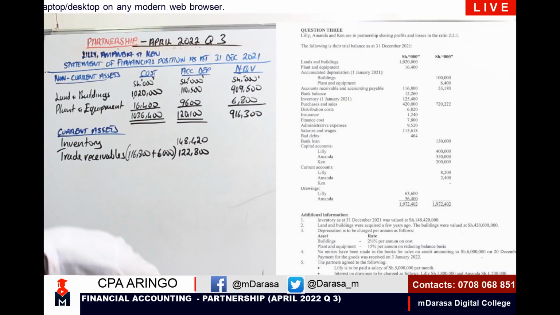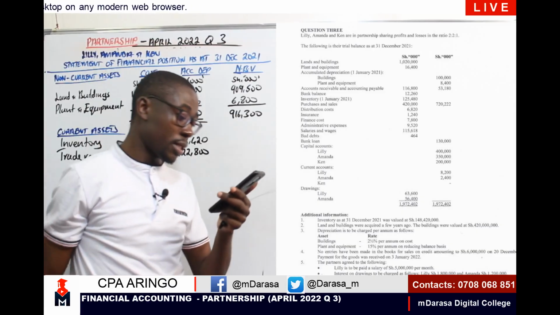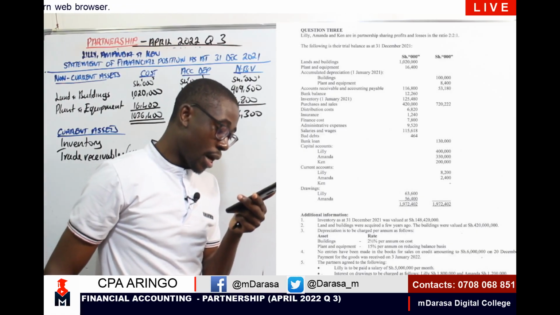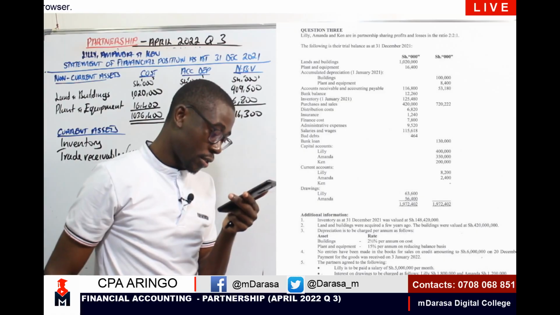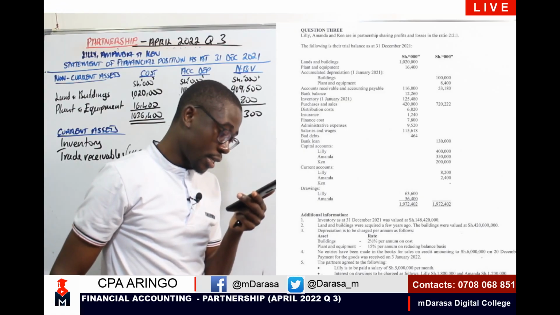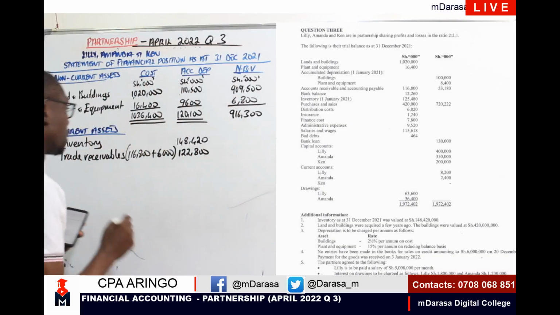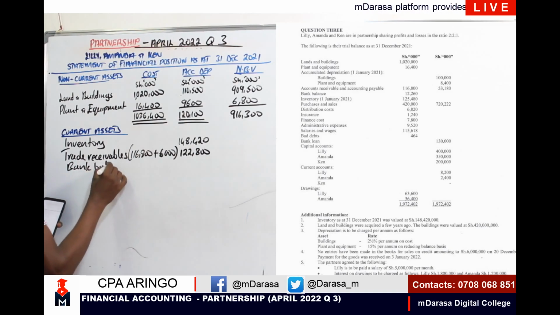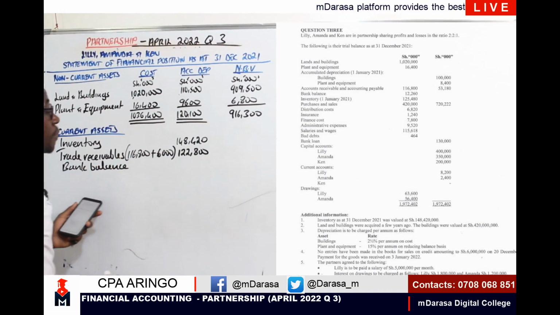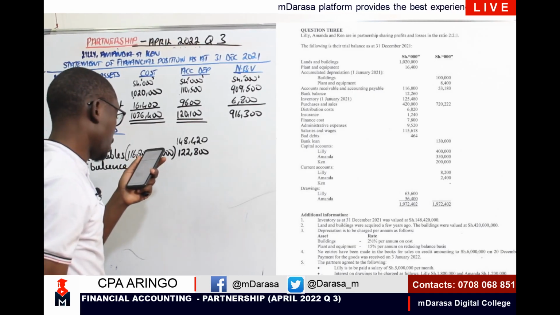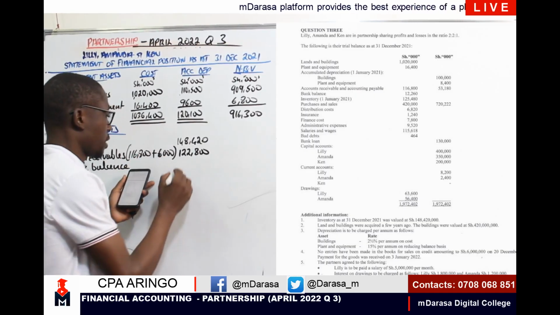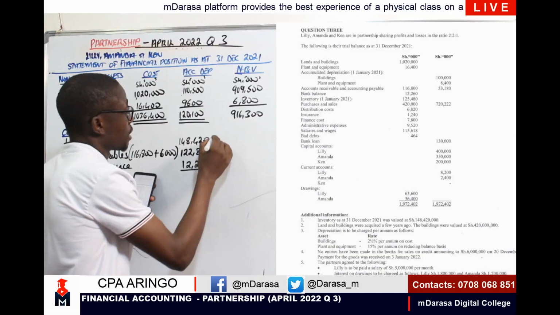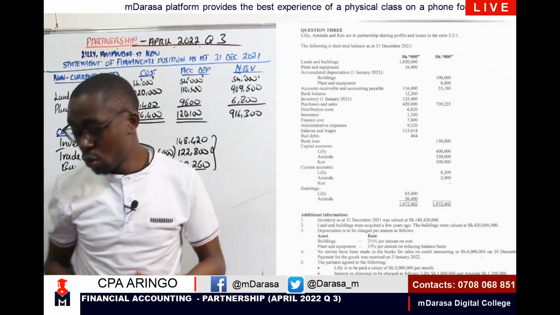Talk about any form of prepayments if we had. Did you have any prepayments, my good students? We didn't have any prepayments. Any cash or bank balances? Yes, we had a bank balance. I'm having a figure of how much? 12,260.